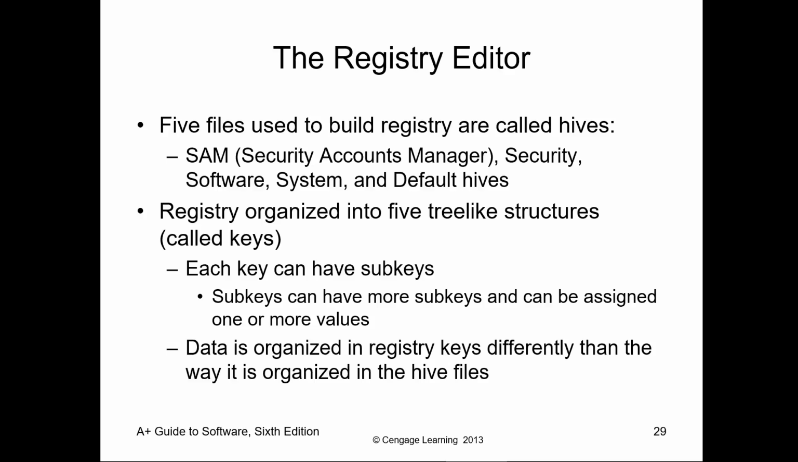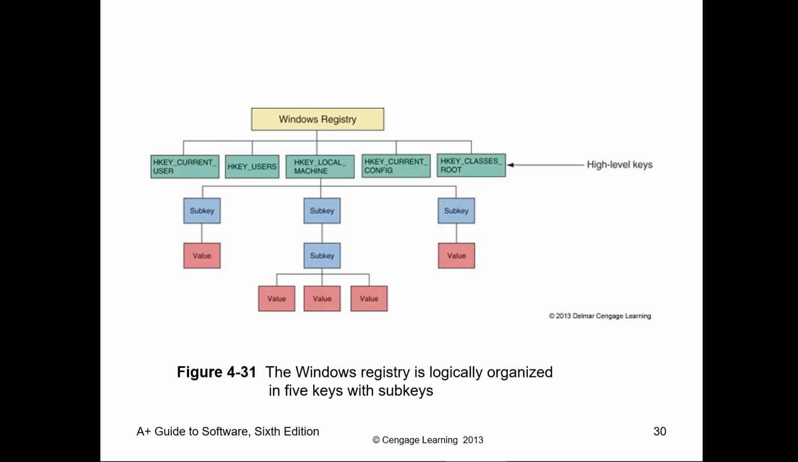There are 5 registry hives. Those hives are SAM (Security Account Manager), Security, Software, System, and the Default hive. The registry is organized into these tree-like structures called keys. Each key has a subkey, a subkey has more subkeys, and so forth. Data is organized in a registry key differently than the way it's organized in the hive files. I have to love how confusing this gets.